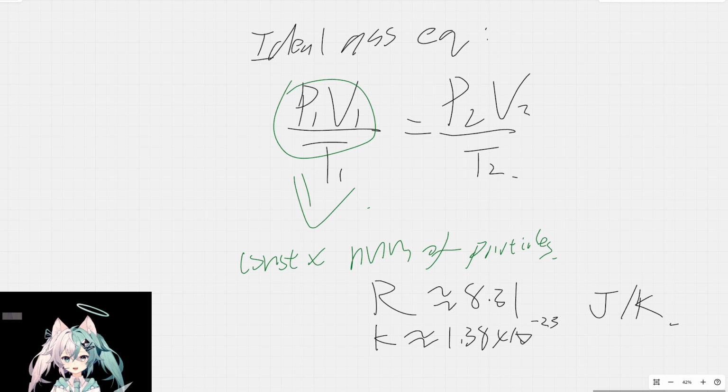So combine these things together. We may have PV over T. Let me just check whether you can see it or not. Oh no, it's being covered. Okay, so let's just move to the other side of the board and write it again.